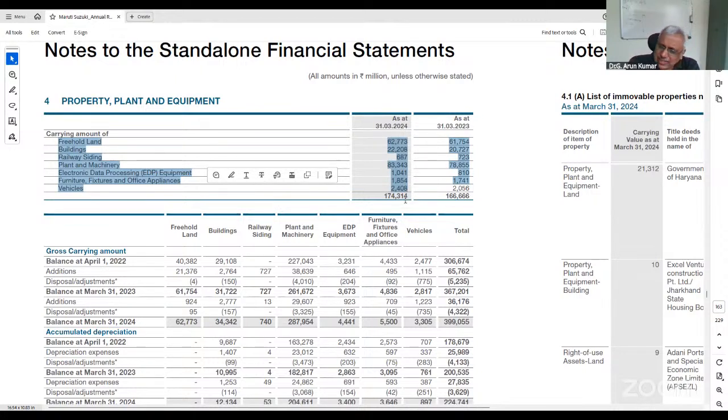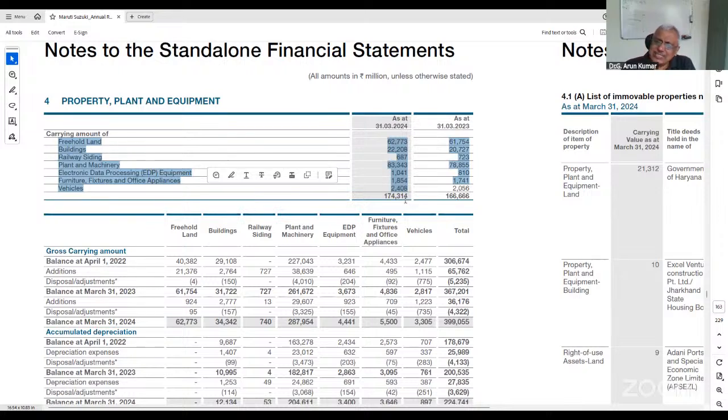My freehold land is so much. My buildings, my railway siding. What is a railway siding? If you are shipping goods through railway wagons, because cars also get shipped through railway wagons, you have what is called a line up to your factory, factory godown or yard or whatever it is. So that is what railway siding is. Plant and machinery, electronic data processing, furniture, fixtures, vehicles.